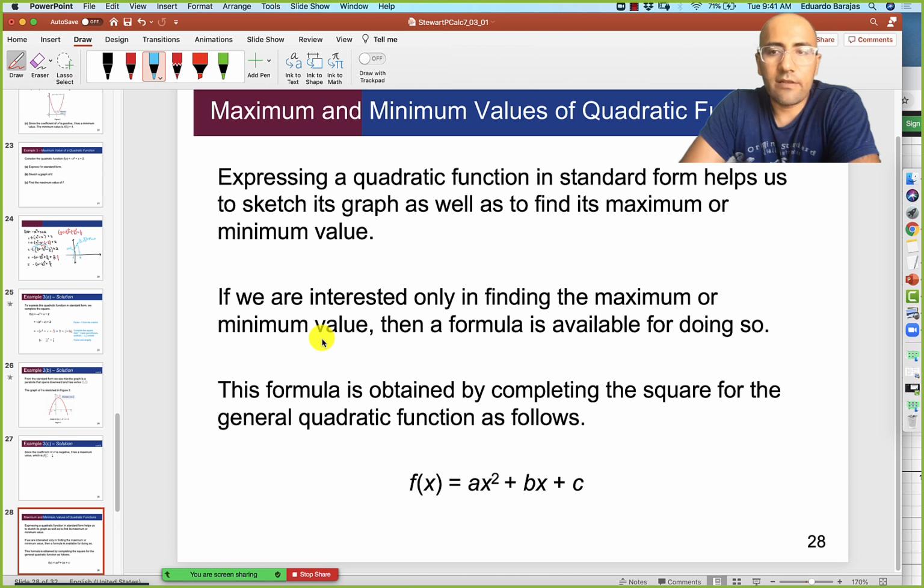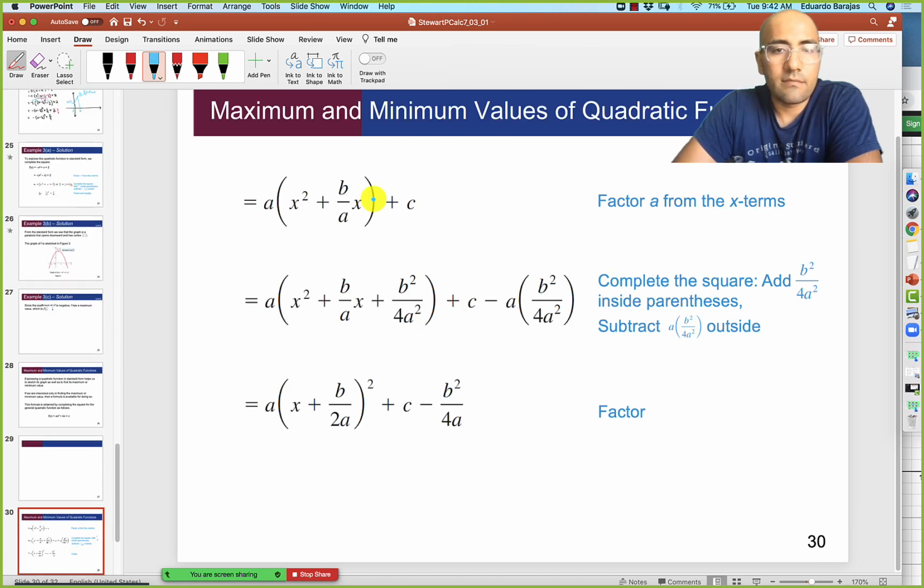Expressing a quadratic function in standard form helps us to sketch the graph as well as to find the maximum and minimum value. If we're interested in only finding the maximum and minimum value, then a formula is available to do so. And in order to find that formula, what we have to do is apply the complete the square process to this in general. So if we solve this in general, we're going to add and subtract the perfect thing, combine things, and get the result. I'm not going to go through the details of this. It's in your book, so you can look at it if you'd like.